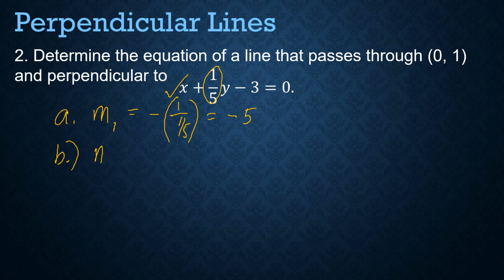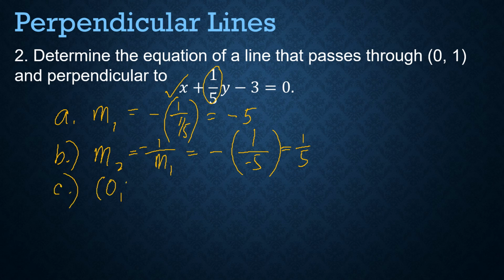Now using m sub 1, we're solving for the slope of the second line. So we have negative 1 over m sub 1, where m sub 1 is negative 5, so substitute. So the slope of the second line is 1/5.